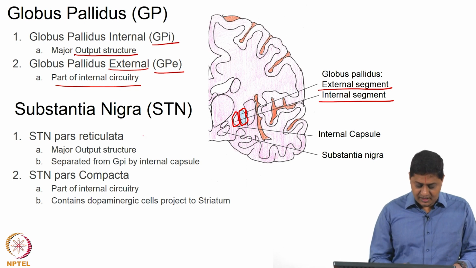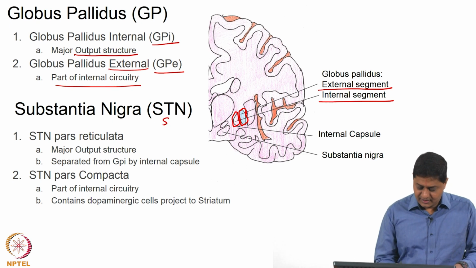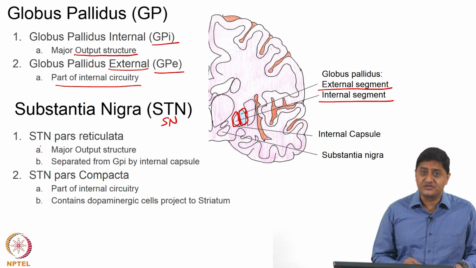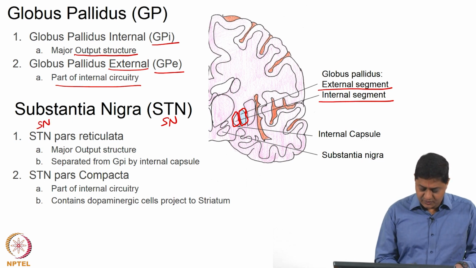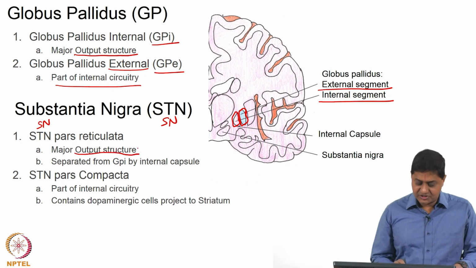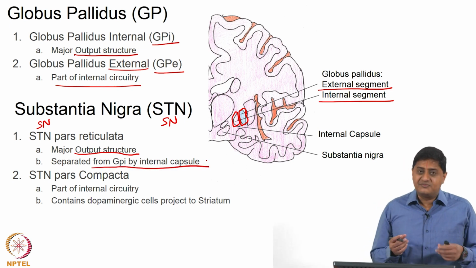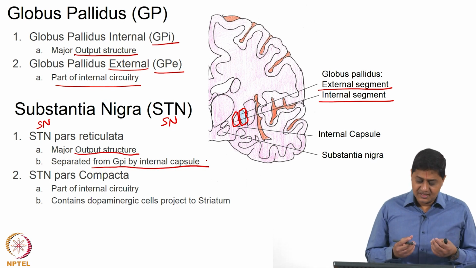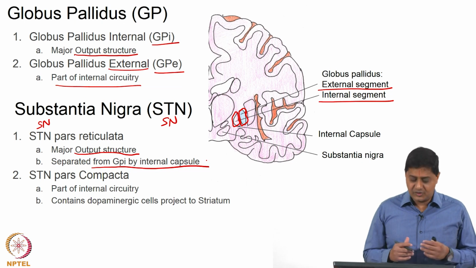The substantia nigra I am going to call here as SN, okay, just to prevent confusion with the subthalamic nucleus. Okay. SN pars reticulata is a major output structure. This is similar to the globus pallidus internal. It is actually the output structure separated into two parts as the globus pallidus internal and substantia nigra pars reticulata. Okay.